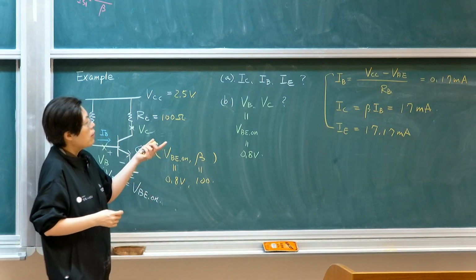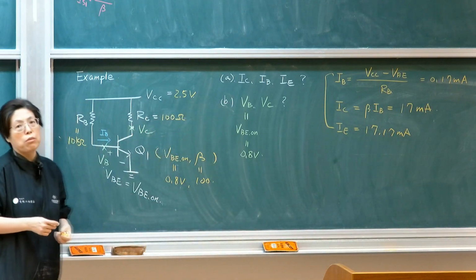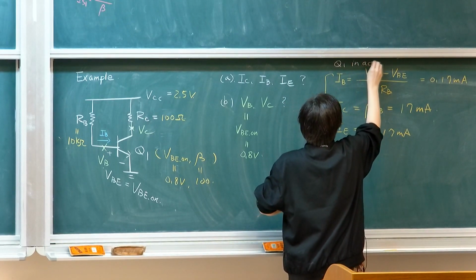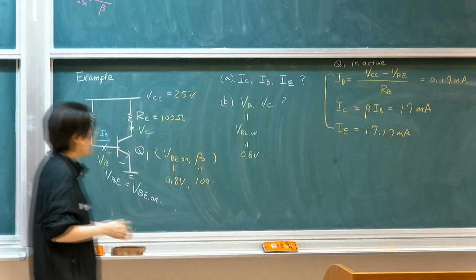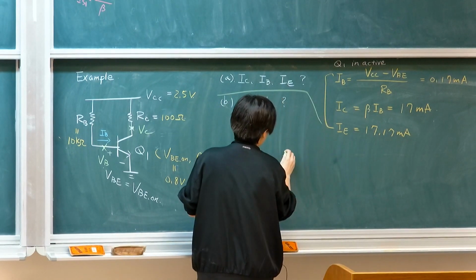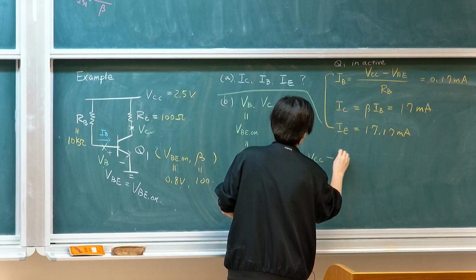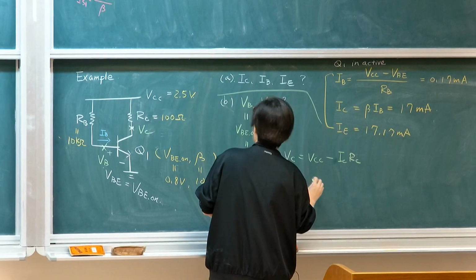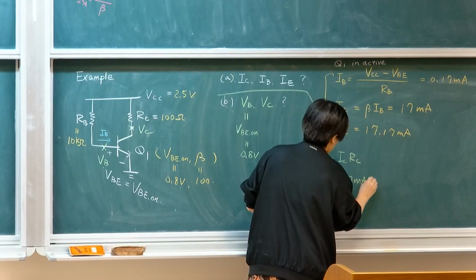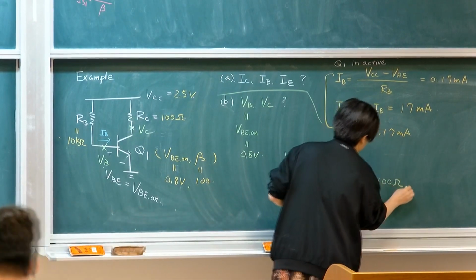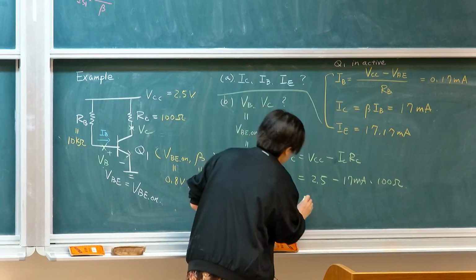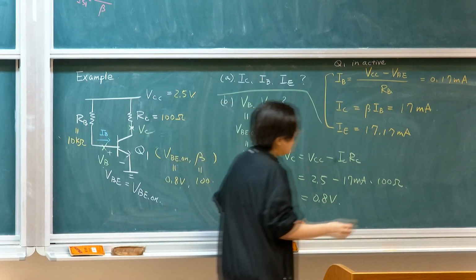So what is your collector bias? When we apply this model, we're assuming that Q1 is in active mode. Okay? So you go back and check whether your collector voltage will support that. So we want to find out what your collector voltage is. For the second part, VC will then be VCC minus IC RC. So VCC is 2.5. IC is 17 milliamp times 100. So it's fairly close. It's 1.7, so you get a voltage of 0.8. So that means it's at the border.